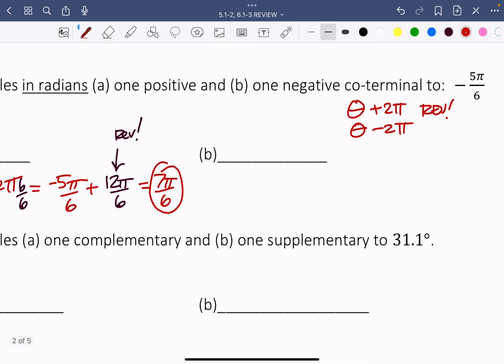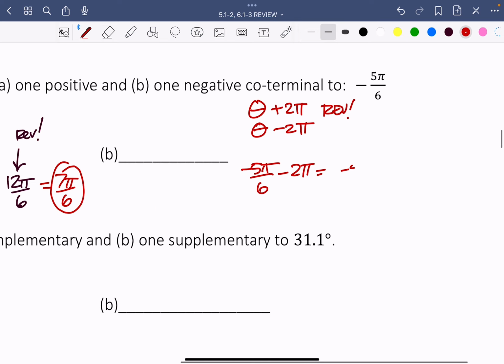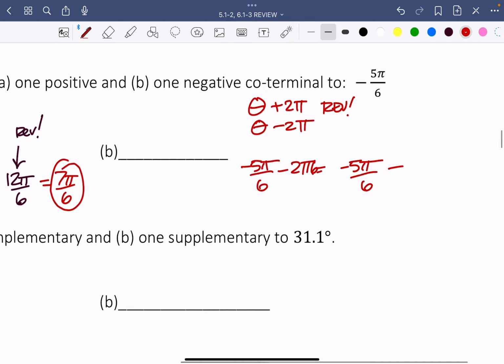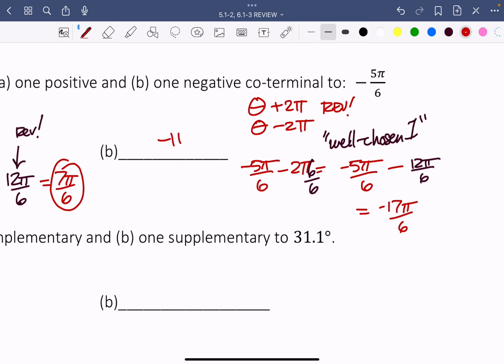Now I take my angle, which is negative 5 pi over 6, and I subtract a revolution. I'm going to get negative 5 pi over 6 minus, and I'm going to hit this with 6 over 6, a nice, well-chosen one. I'm going to make a good choice and get 12 pi over 6. So now that they have the same denominators, I get negative 17 pi over 6. Negative 17 pi over 6, right?